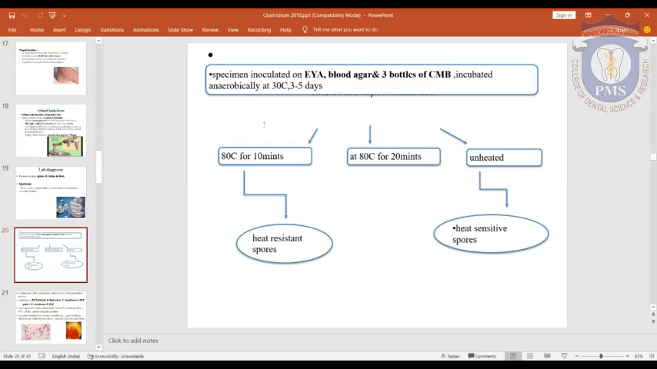The specimen is inoculated onto EYA agar, that is egg yolk agar, blood agar, and 3 bottles of cooked meat broth. They are incubated anaerobically at 30 degrees Celsius for 3 to 5 days. The first cooked meat broth bottle is kept in a water bath at 80 degrees Celsius for 10 minutes for selecting heat resistant spores. The second bottle is kept at 80 degrees Celsius for 20 minutes and the third bottle is unheated, for heat sensitive spores.